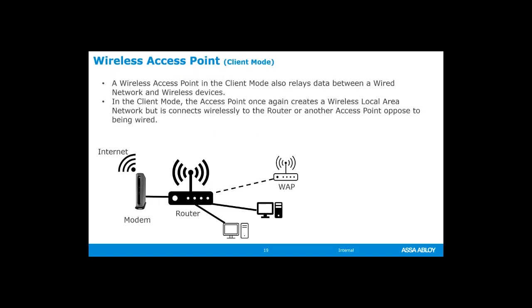A wireless access point in the client mode. There are different modes when it comes to wireless access points. In the client mode, it relays data between a wired network and wireless devices. In the client mode, the access point once again creates a local area network, but is connected wirelessly to a router or to another access point as opposed to being wired.